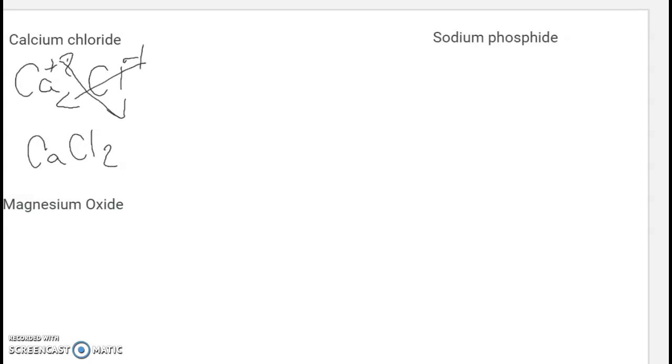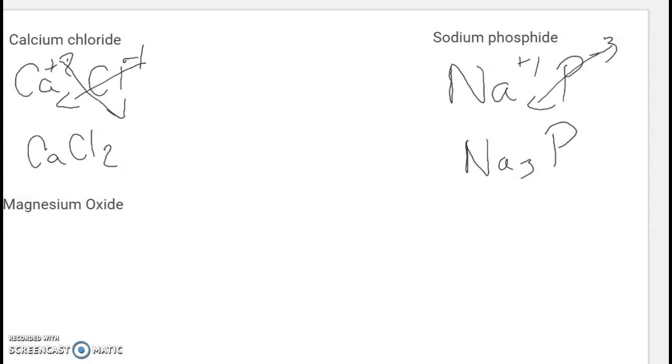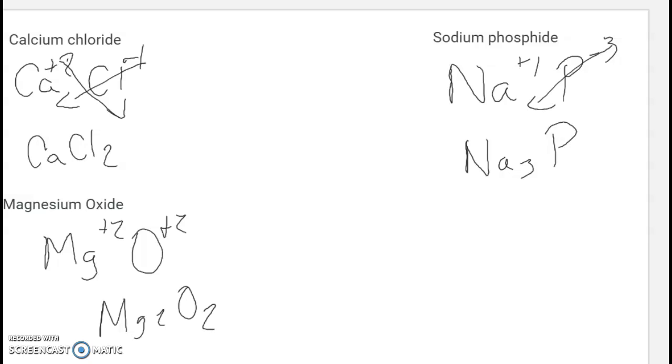Sodium phosphide. Sodium we know has +1. Phosphorus has a -3. So if I do crossover, I am left with Na3P, sodium phosphide. And then magnesium oxide. Magnesium has +2. Oxygen has -2. I'm left with Mg2O2, magnesium oxide. But these cancel out because we're putting it into the lowest terms, so it's 1 to 1. So it's MgO, magnesium oxide.